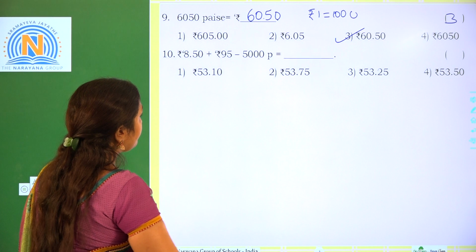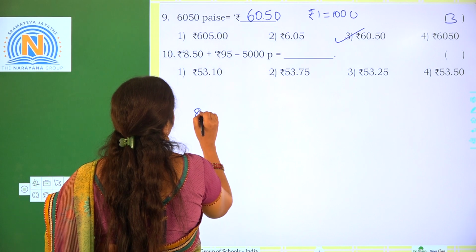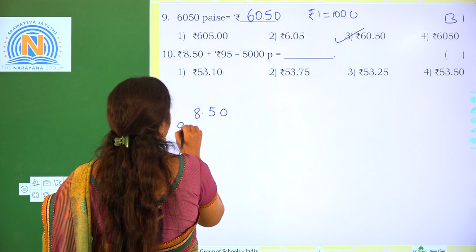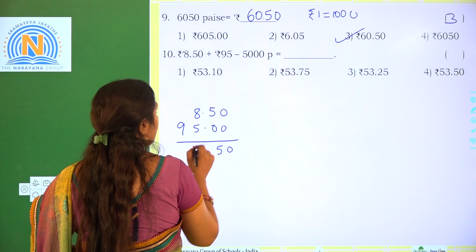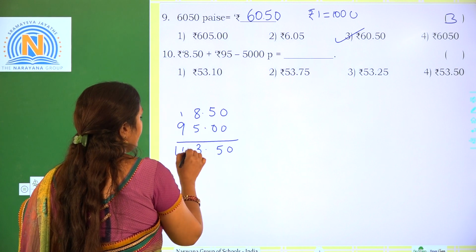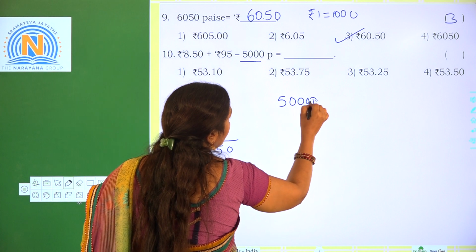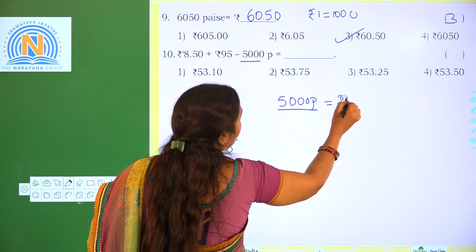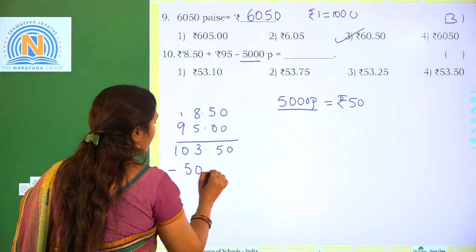Next one, 8 rupees 50 paise plus 95 rupees minus 5000 paise. So here, 8 rupees 50 paise plus 95 rupees. First add 0, 5. 8 plus 5 is 13, 1, 10. 5000 paise is nothing but, what did you get, children? It will come to 50 rupees. So we have to subtract 50 rupees from here.